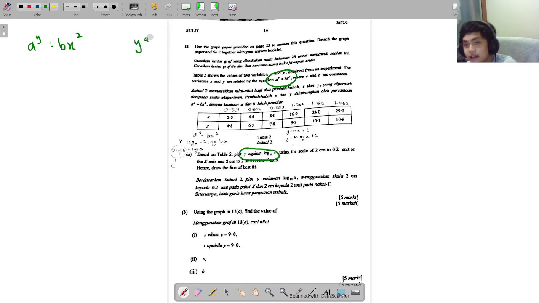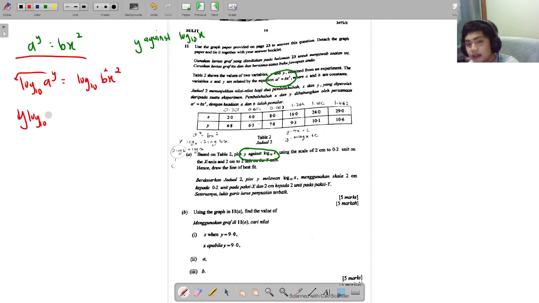So y against log 10x means that y needs to be the subject and log 10x needs to be next to the gradient. If I play with this equation, it would be log 10 a to the power y equals log 10 b x squared. I can't push the power forward yet because I need to split it into two first. So it'll be y log 10a equals log 10b plus log 10x squared.